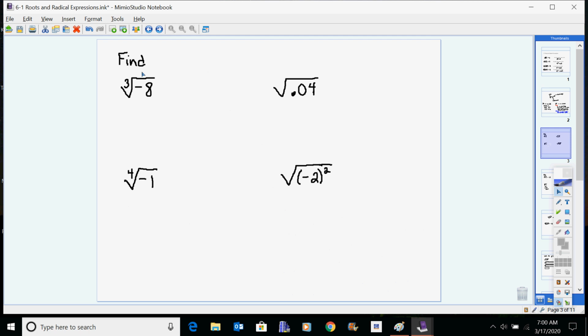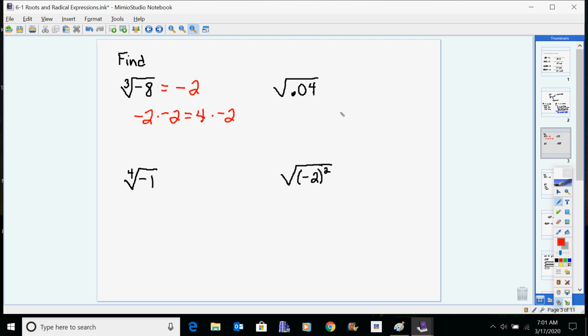So we need to find the cube root of negative 8. I'll give you a second to think. You're thinking what number multiplied by itself three times is going to give you negative 8. And so the number that actually works would be negative 2, because negative 2 times negative 2 would give you positive 4. And then multiply that times negative 2 again, and you end up with negative 8. So your answer here would be negative 2.